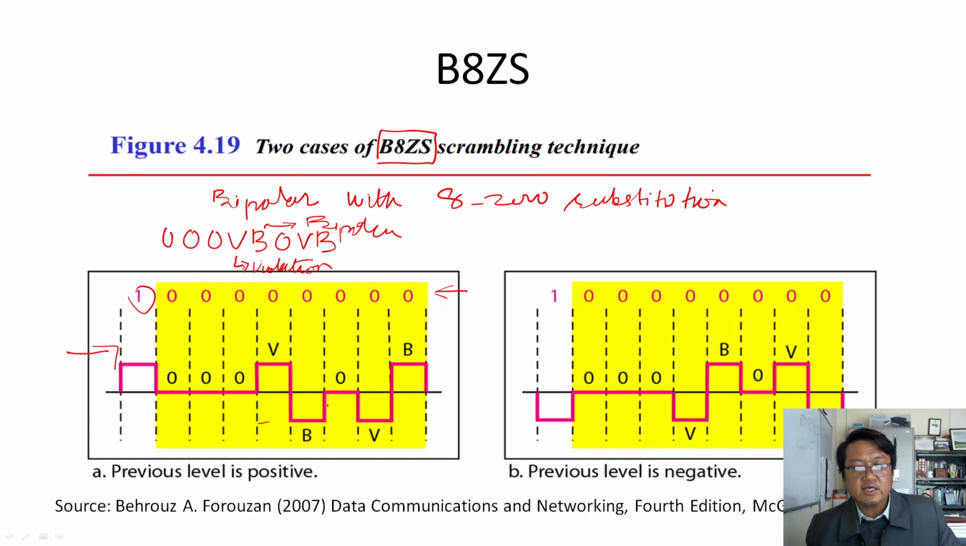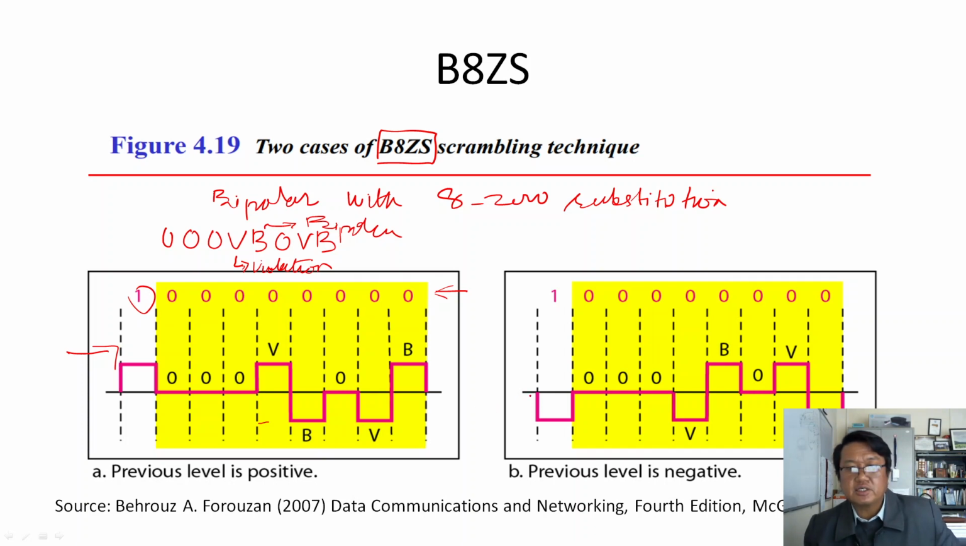But we violate that again, and we follow the same polarity. We follow the same polarity as this one after the next zero, and then after that we have this one is bipolar again, because this one violation is negative, therefore this becomes positive. So this is one example.